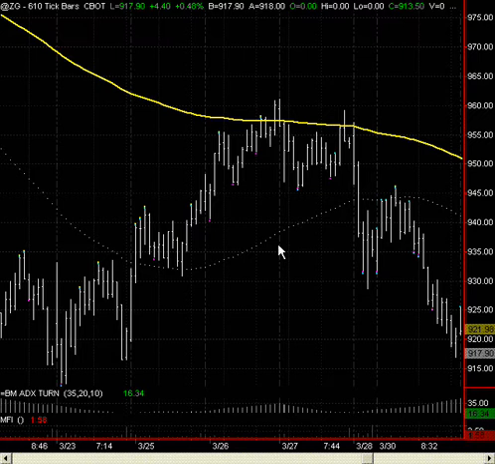The chart you're looking at is a 610 tick chart. It's one of the tick charts we use to trade gold. I may have mentioned this in some earlier videos, but the reason we use tick charts is that gold is essentially a 24-hour market, so this captures basically all the trading done around the clock.